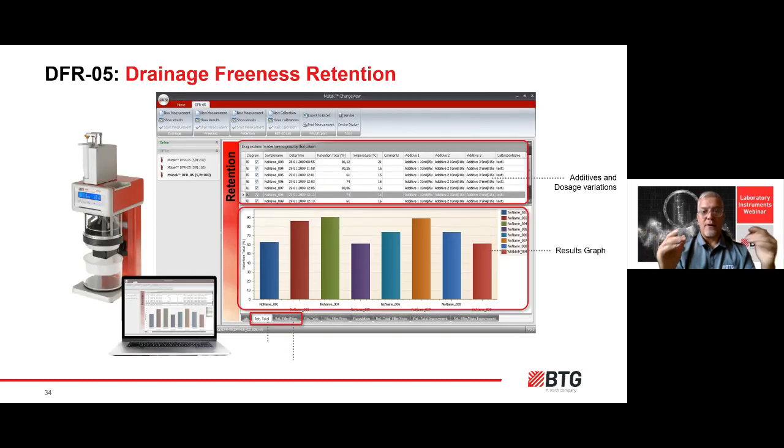The information comes out digital, you're not writing it down on a log sheet that gets lost. You can quickly plot, you can quickly compare, and move ahead with the information that you've spent a lot of time generating in the lab.